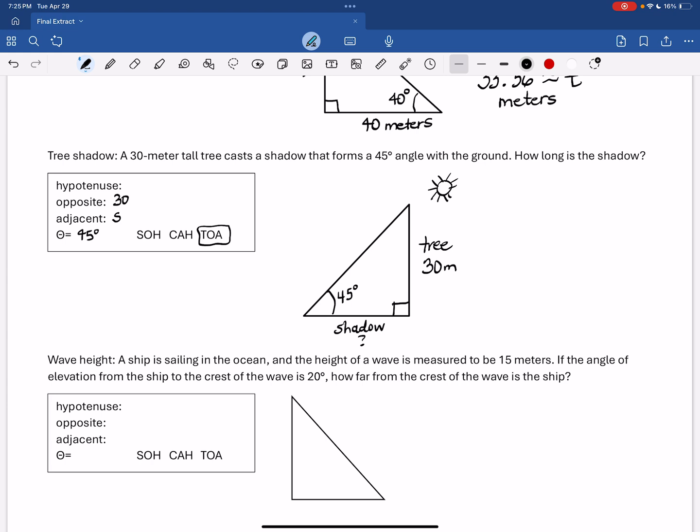So yet again, we're using TOA. So the tan of 45 is opposite over adjacent. I don't like S as a variable. It looks too much like a 5. So be sure you know that's S for shadow. You can use any letter you want. But we are going to have to divide tan 45 out. So S equals 30 divided by the tan of 45. And we're rounding to hundredths. I don't think we have to round this one, do we? About 30 meters.